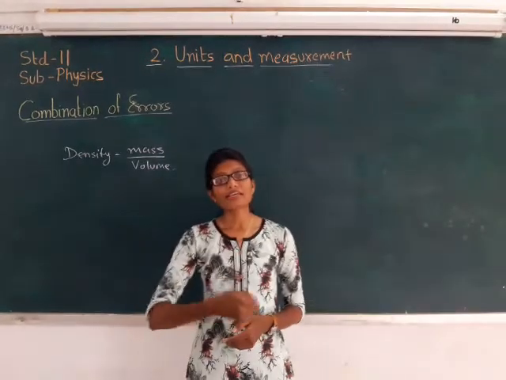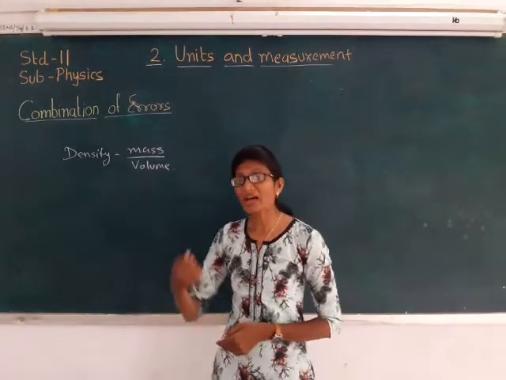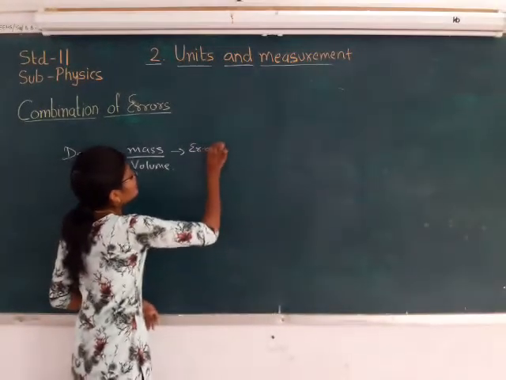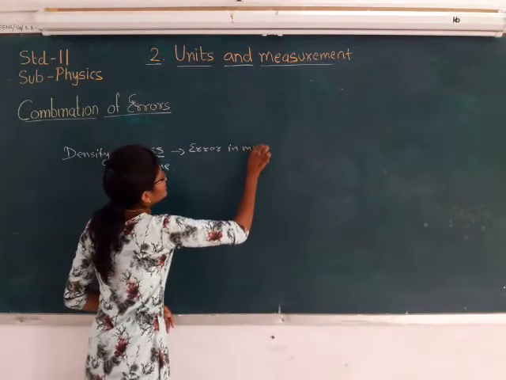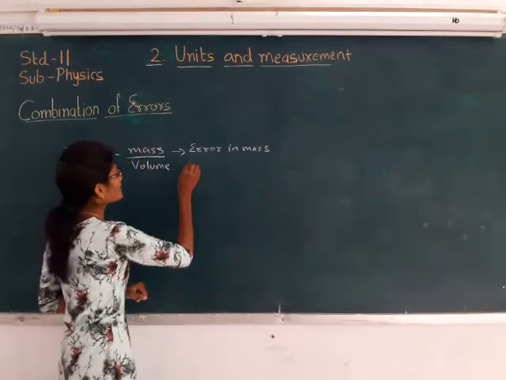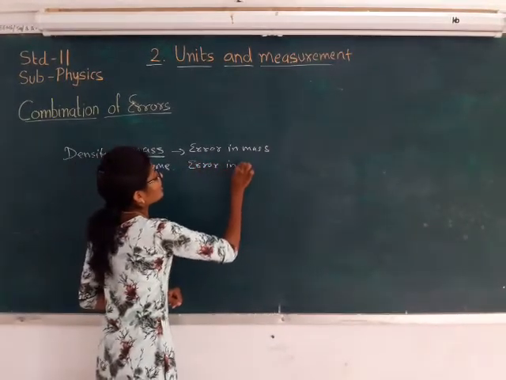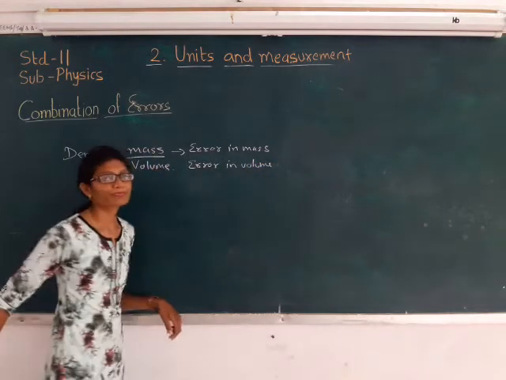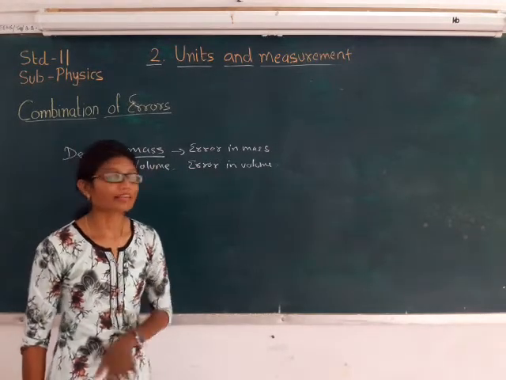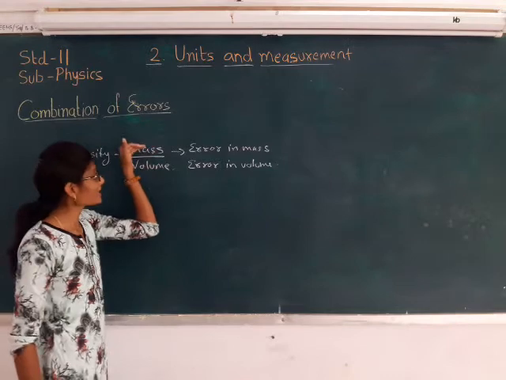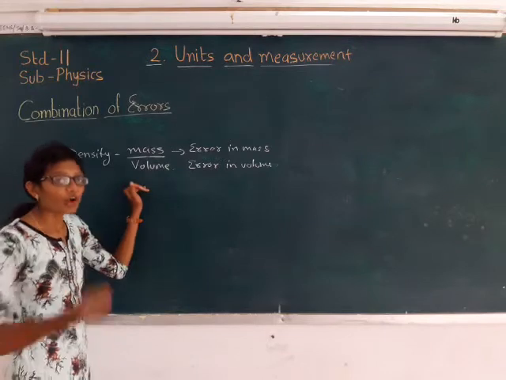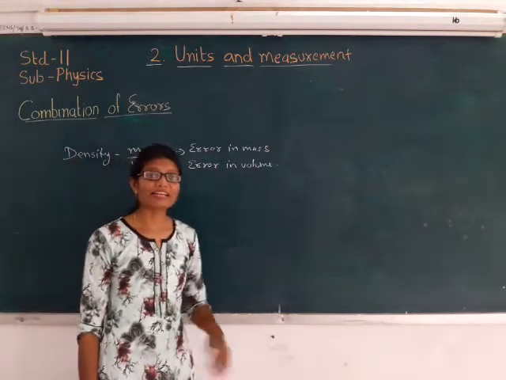Now see, when we are taking the measurement of the mass of the material, we will be getting error in the mass, right? Then we will be calculating the volume and we will be getting error in volume also, because as we have already discussed, when we are taking measurement, we will be getting error. So when you are taking the mass of the material, you will be getting error in that. When you are taking volume of the material, you will be getting the error in that volume, right?